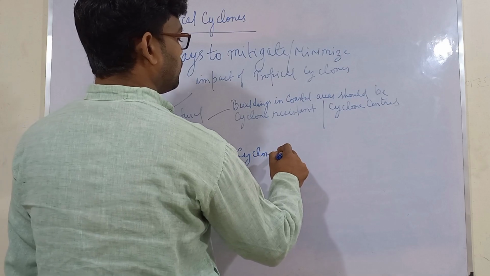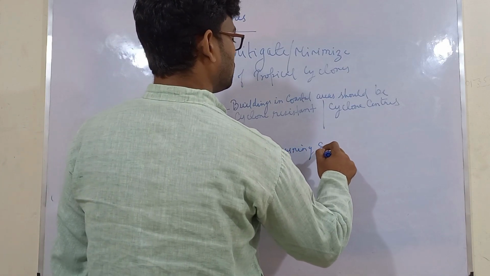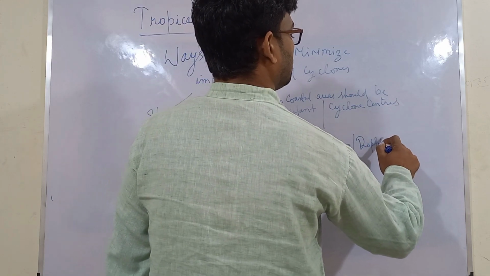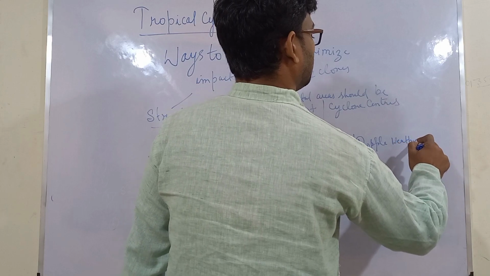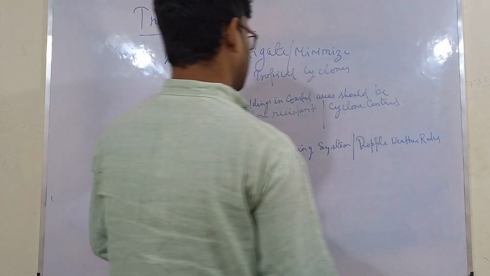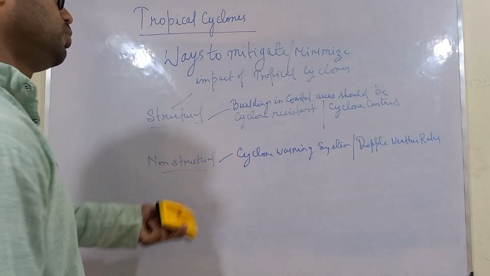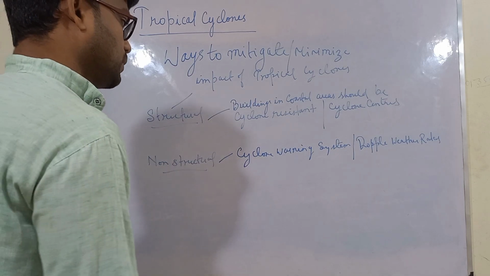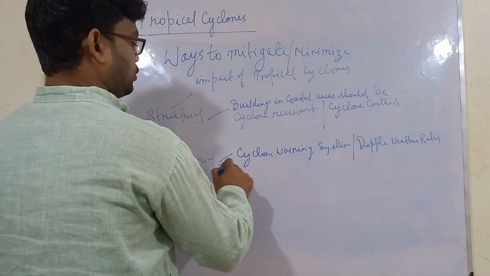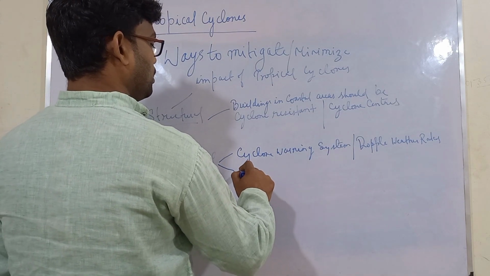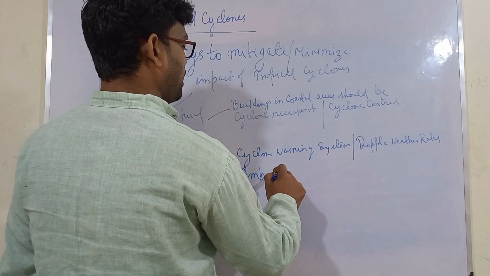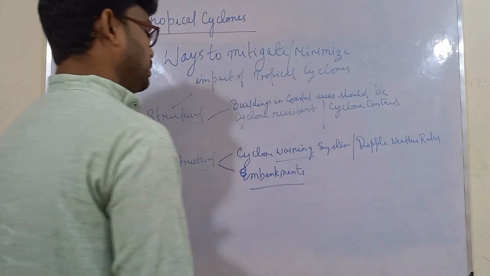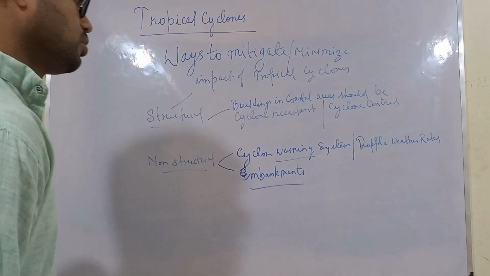cyclone warning system, or say Doppler weather radar. Use of a cyclone warning system or Doppler weather radar to get prior information about cyclones, so that we can accordingly evacuate the coastal regions. Next would be making of embankments in the coastal regions. Embankments will help to reduce the impact of cyclones in the coastal regions.